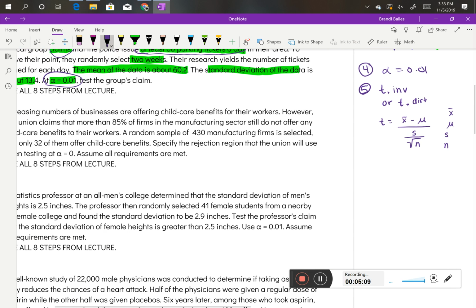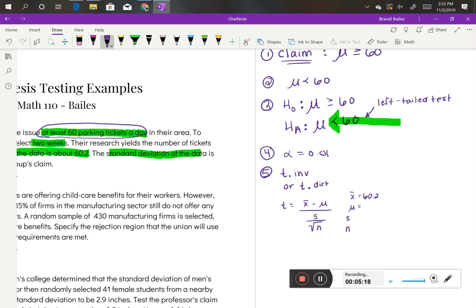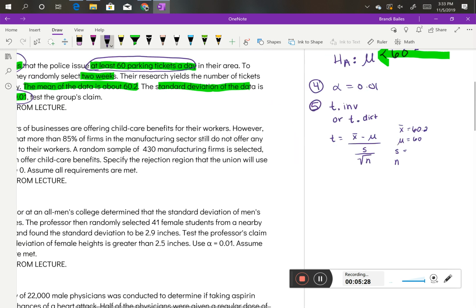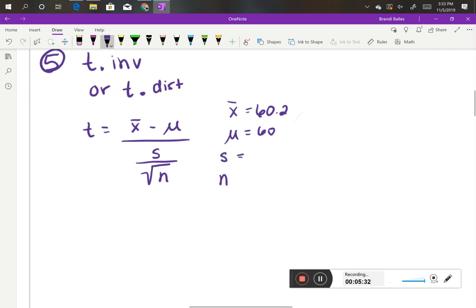Going back to the problem, they found the mean to be 60.2, so x bar is for the sample, so that's 60.2. Mu, we decided up here, is greater than or equal to 60. Since I need to be able to plug in a specific value, I'm going to use the equal to value. So mu is 60. S from the problem over here is 13.4.